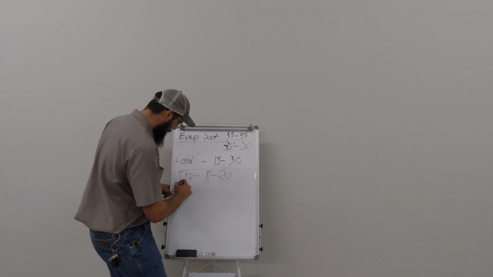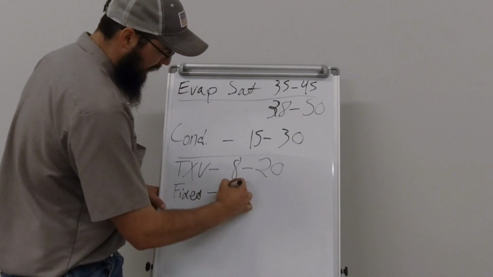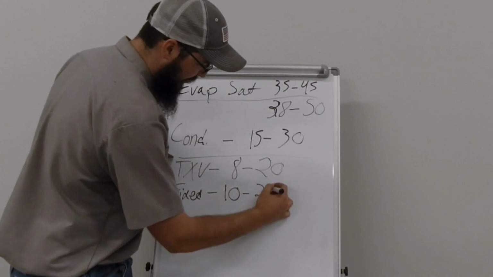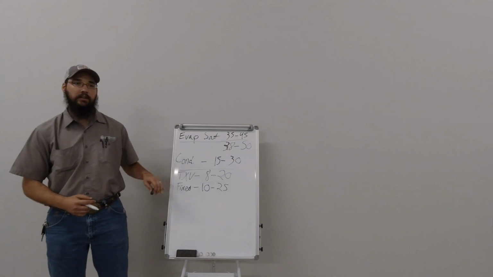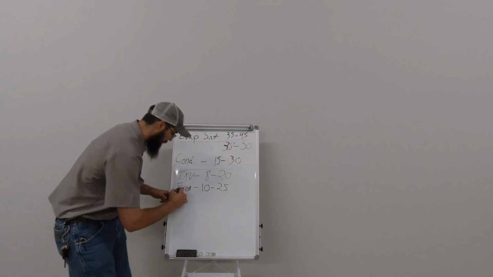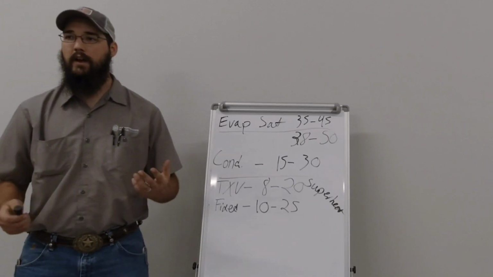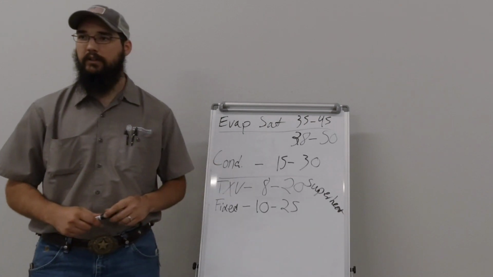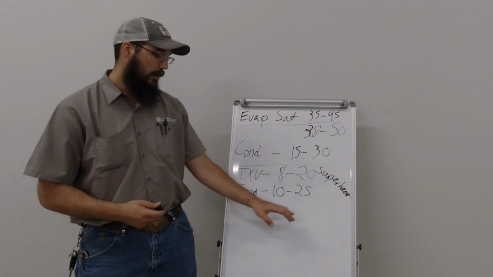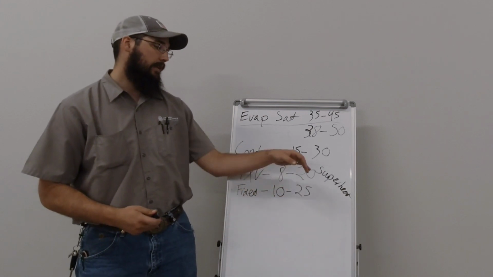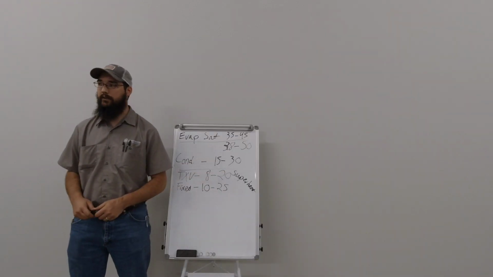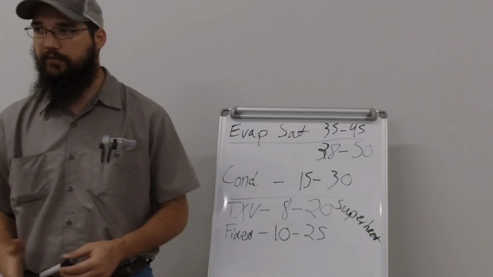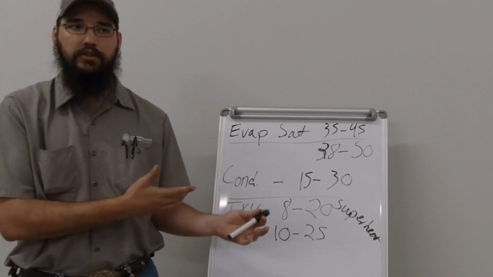Now on a fixed bore, I'm going to adjust that up, and I usually shoot for like a 10 to 25. I give myself a little more fluctuation on the superheat because I don't have actual control of it. What controls that is the load itself, and that's something you have to take into account. On a TXV, if we're setting it to begin with, it's usually a pretty tight range, set it, and it's fine. That valve does its job.